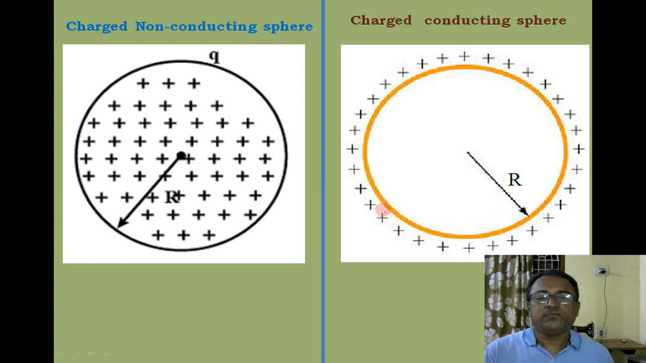So if a charge is given to a non-conducting sphere, then it is uniformly distributed. If the same charge Q is given to a conducting sphere, then the charge will come to the surface of the sphere, and there is no charge within the sphere; it goes to the outer surface of the sphere.